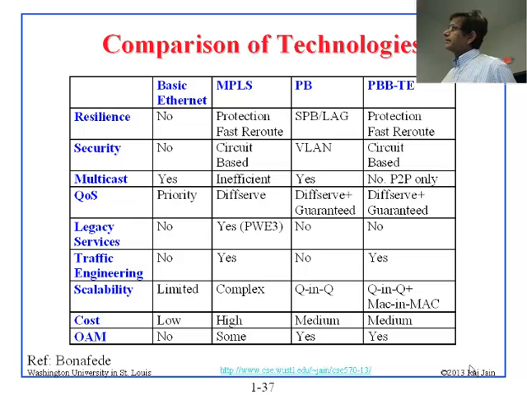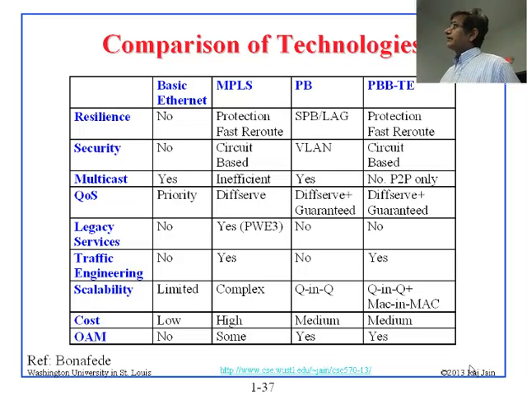QoS is priority based, DiffServ plus guaranteed, here DiffServ plus guaranteed. Legacy services, now legacy service means T1 E1. Can you take T1 E1 over Ethernet? Well, yes, you can do it over MPLS, but not really over Ethernet, because one thing we have not discussed is timing synchronization. T1 E1 needs very precise timing. So Ethernet is extending now, to make carriers happier, that is happening, but as described so far to you, we didn't talk about timing yet.